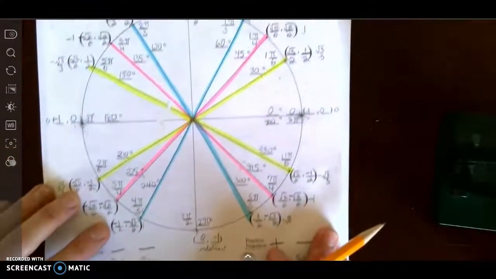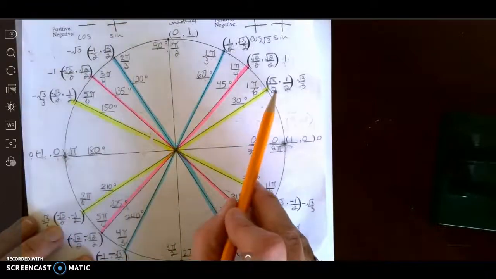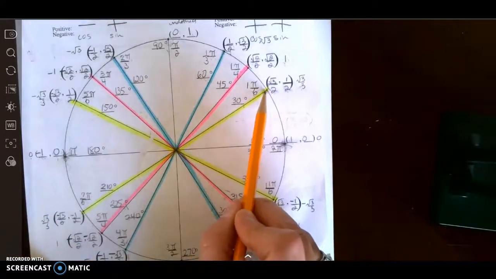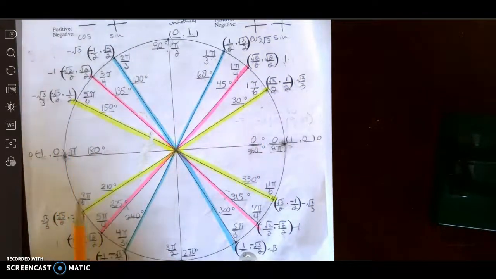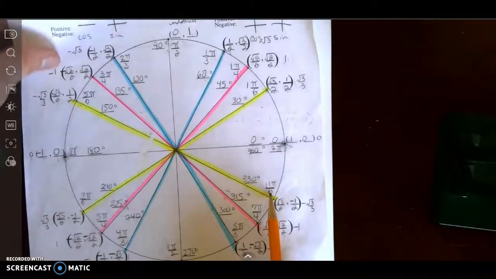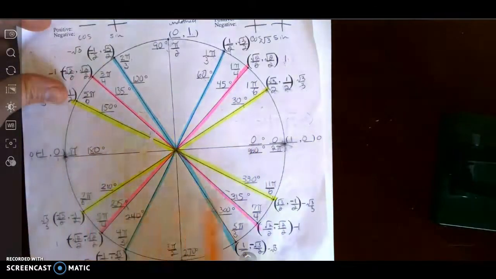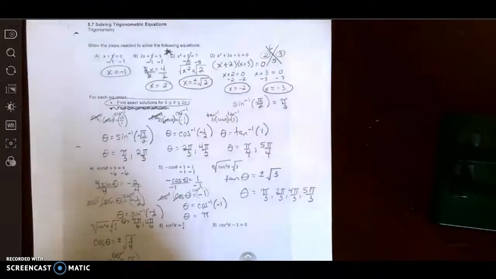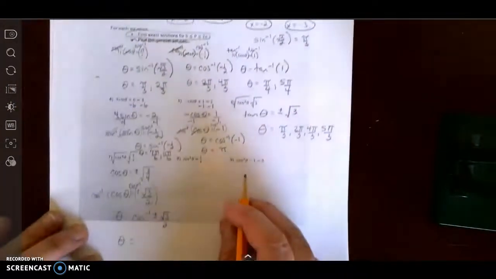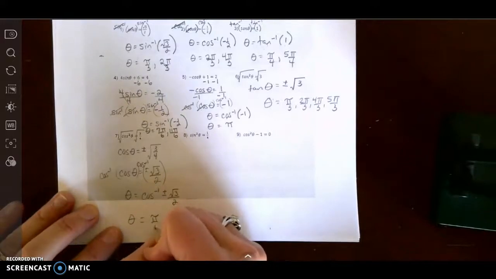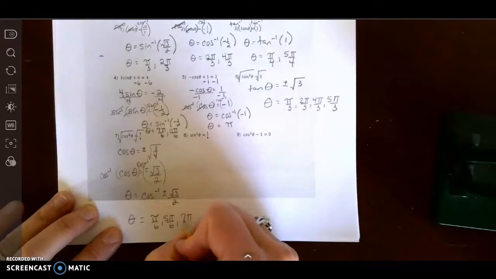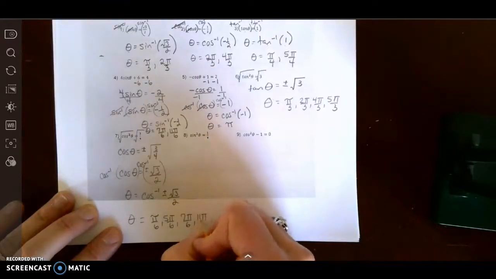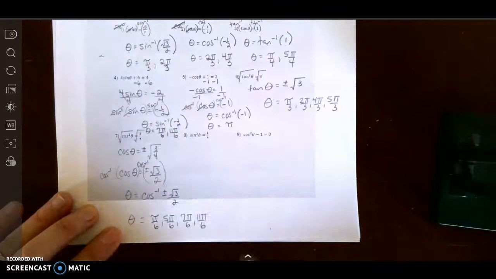So I go to my unit circle. Right there, square root of 3/2, which means it's going to be on all my yellows. Pi over 6, 5 pi over 6, 7 pi over 6, 11 pi over 6. All of my pi over 6 family. So theta equals pi over 6, 5 pi over 6, 7 pi over 6, and 11 pi over 6.